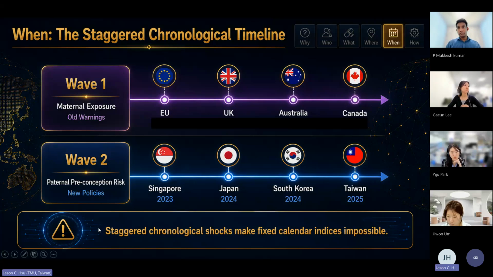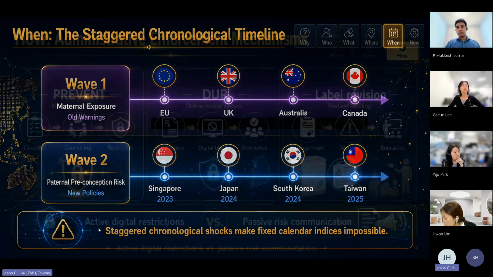And because of this staggered chronological shock, it is impossible for us to use a single fixed calendar year as the pre and post policy index day for all countries. So we need to implement a relative time cohort research design. Okay, so later on we need to talk about this, about the research design for our future cross-national study.